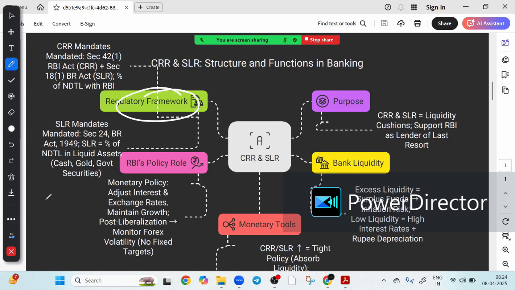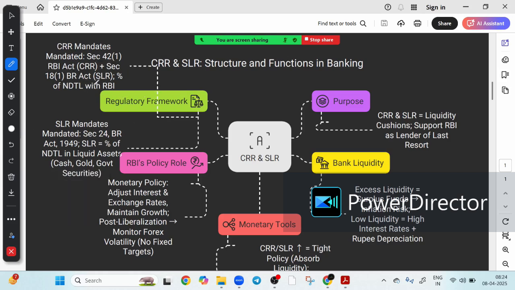So friends, you know the cash reserve ratio, or we call it CRR, right? CRR is governed by Section 42(1) of the RBI Act, where banks must maintain a percentage of their NDTL, net demand and time liability, with the RBI in cash. Yes, this has to be maintained in cash because the name itself is cash reserve ratio. So you should remember the section number also.